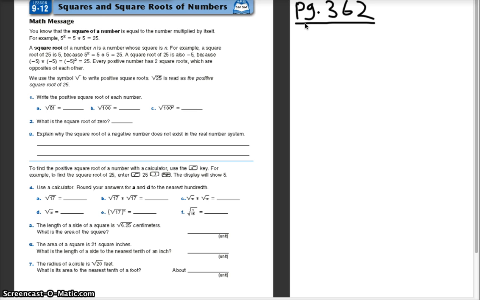So I'm on page 362. Please turn there in your math journals. Also get out a calculator. You'll be using a calculator, and grab a blank sheet of paper. You can rip one out of your notebook, or you can grab one in the bin. So maybe go ahead and pause the video and go grab that stuff right now. Like, really. Pause the video.